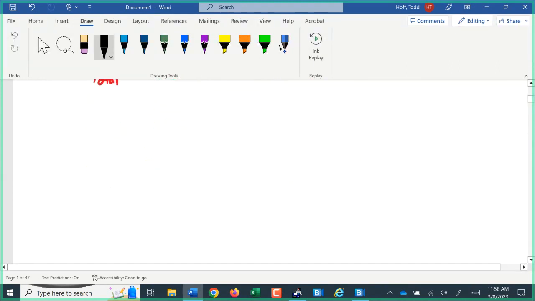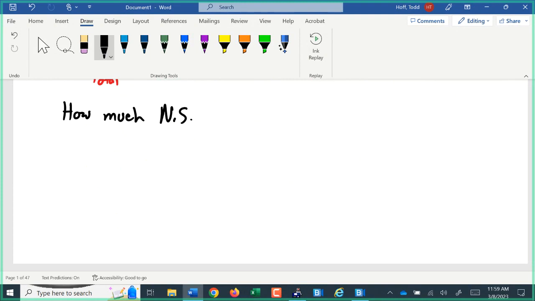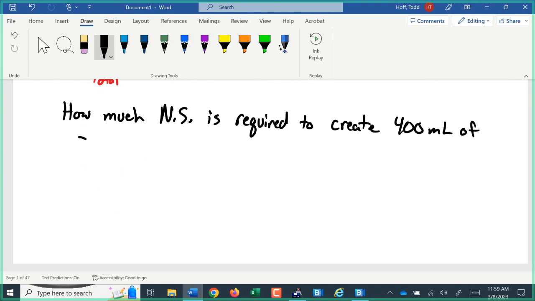Or we might ask, how much NS is required to create 400 milliliters of a 3 in 10 dilution?